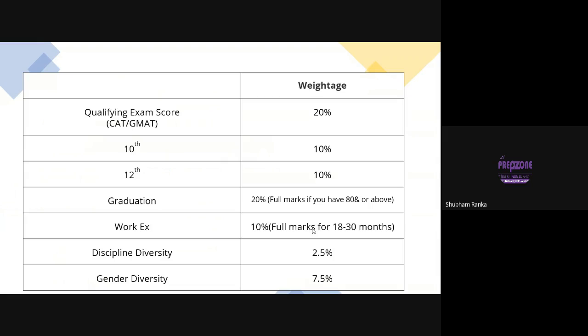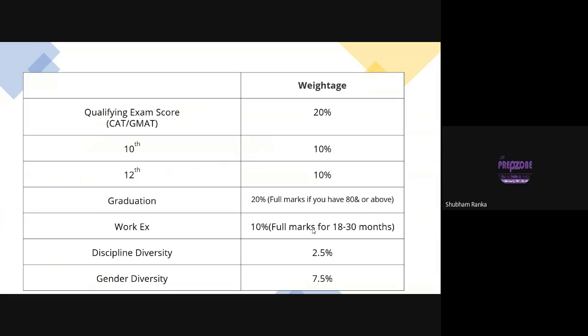Then we have 10% for 10th, 10% for 12th. For graduation, they have 20%. So in case you have scored 80% in your graduation, you are going to get 20 out of 20 in the graduation weightage. Then WorkX has a 10% weightage. And if you have WorkX of more than 18 months and up to 30 months, you are going to get 10 out of 10 in WorkX.